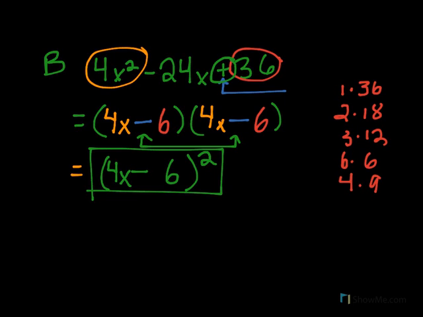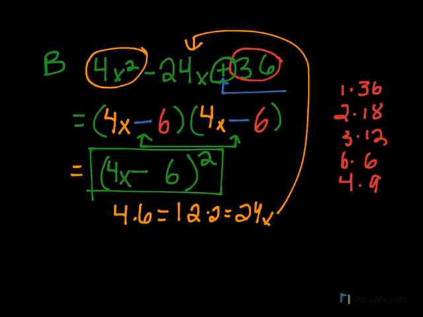If you want to double check this, all you have to do is take 2 times 6 and multiply it times 2. 2 times 6 is 12, and if you multiply that times 2, that's going to be 24x. That's the original middle term, 24x. So then you're done. That is your answer.